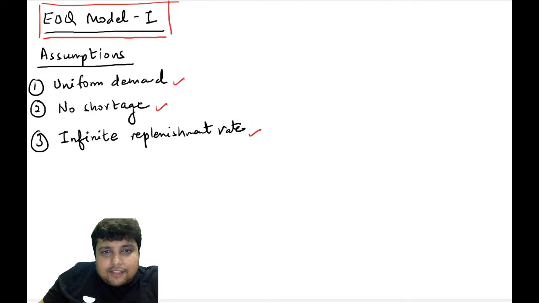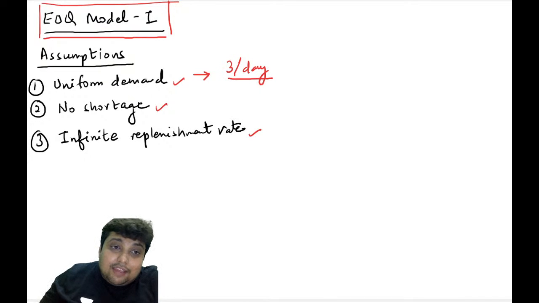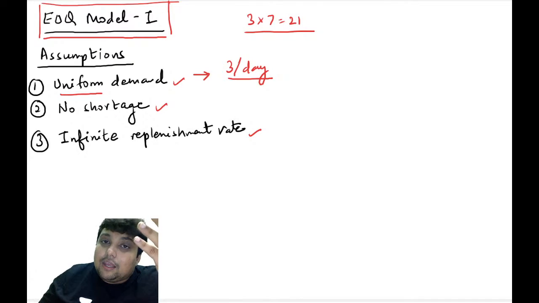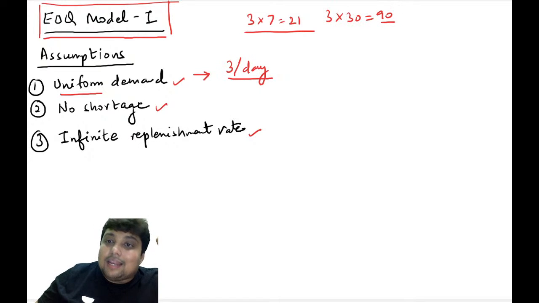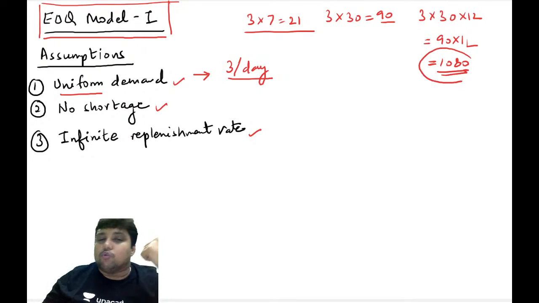What does this mean? It means if I will say 3 packets of Maggi get sold every day, then if the demand remains uniform, for every day 3 packets of Maggi will get sold, and in 1 week's time I will sell 21 packets of Maggi, or 21 packets of Maggi will get consumed by the customers. In a month's time 90 packets of Maggi will get consumed, and in a year's time 90 into 12, that is 1080 packets of Maggi will get consumed.